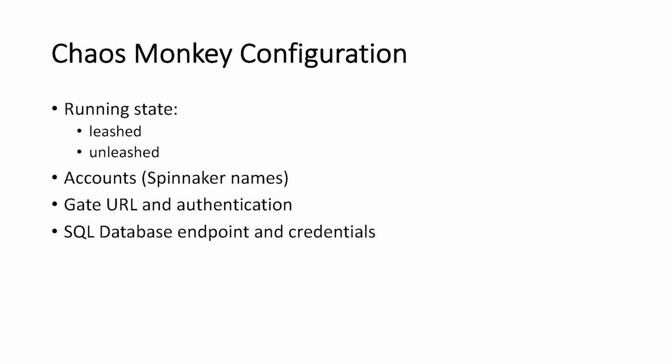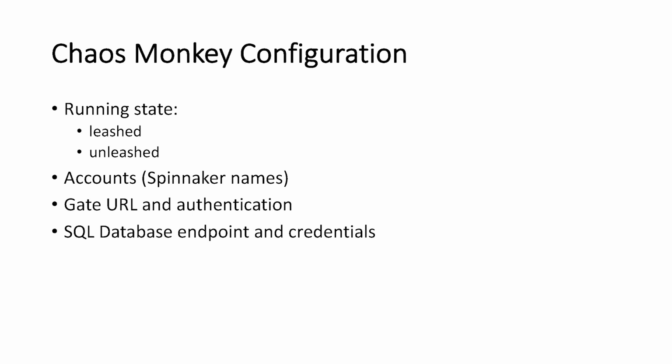You'll need to configure your accounts too. These are just the Spinnaker names for your accounts. So in my case, it's things like dev, stage, prod. And then you'll need your Gate URL, an authentication type for Gate. Probably different people authenticate with Gate in different ways. It supports X509. It supports, as far as I know, all of the authorization types that Gate has. And then you'll need the SQL database name or endpoint and the credentials for that.